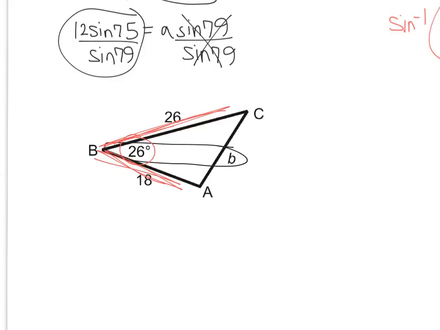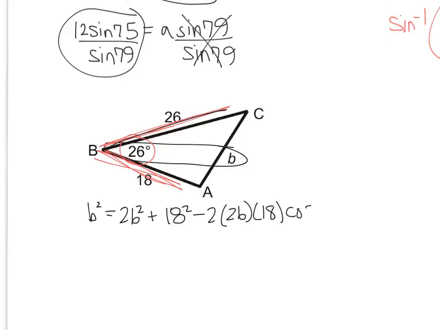So it's going to be the side opposite what I want to know equals 26 squared plus 18 squared minus 2 times 26 times 18 times cosine of the angle, 26 degrees. In this case, you're trying to find what B is, so you're going to take the square root of all of this, and that's what you'll get for B. And you'll have to round. It'll be a decimal.